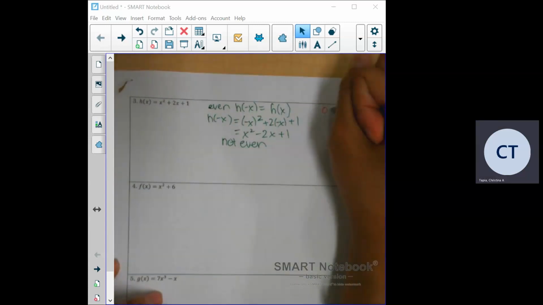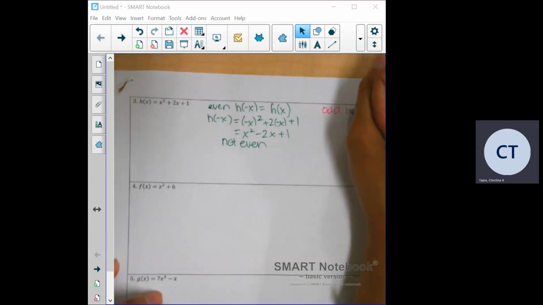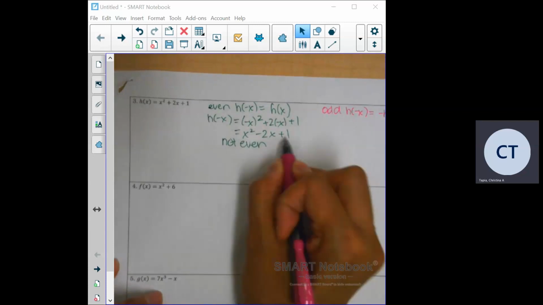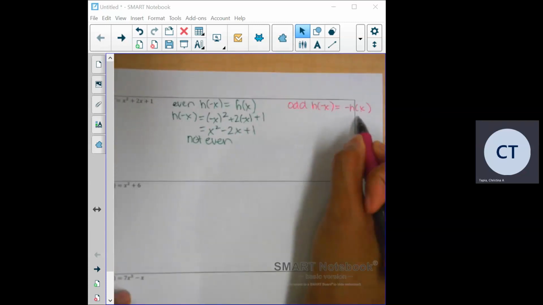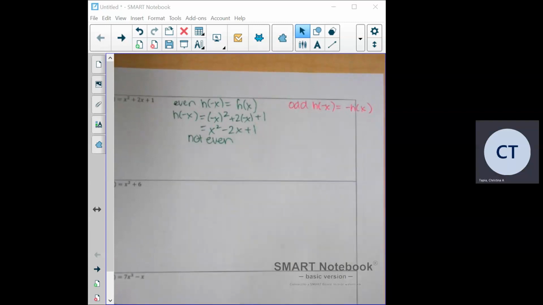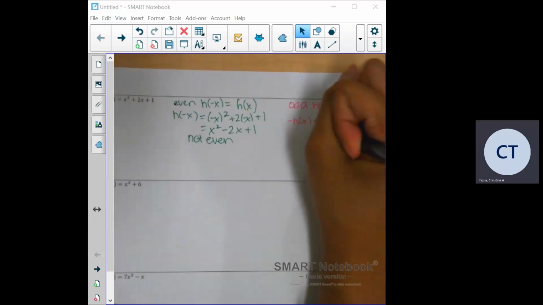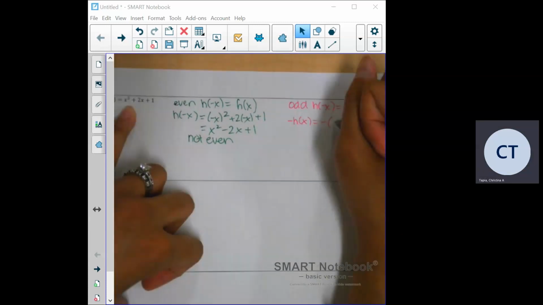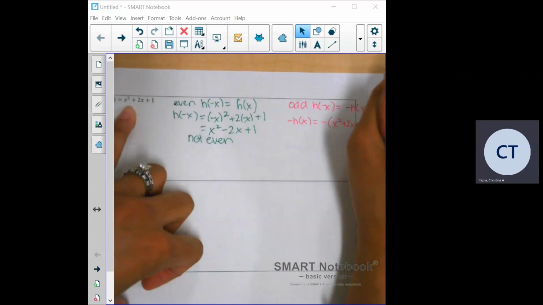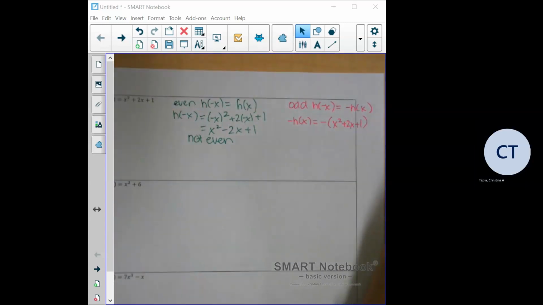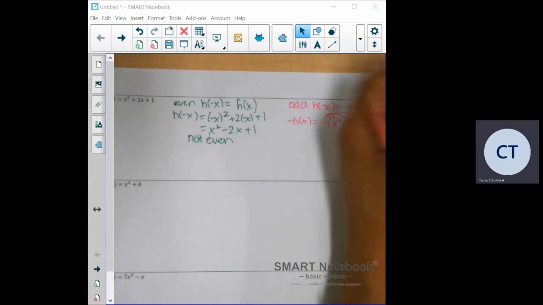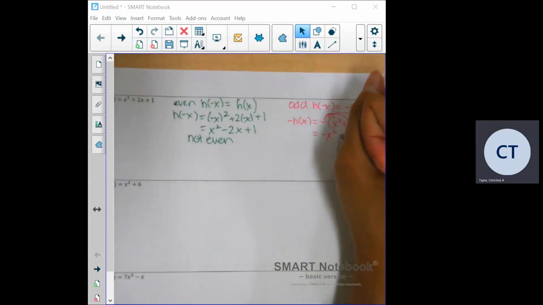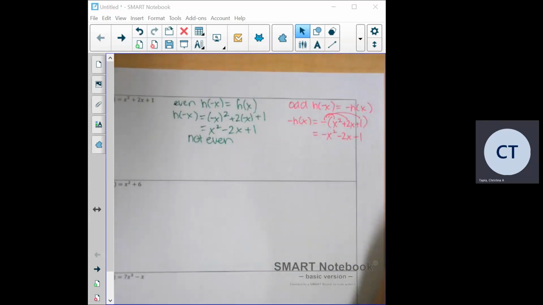Let's check if it's odd. So we're trying to prove here h of negative x is equal to negative h of x. So we're trying to prove if this statement here is going to match up with negative h of x. So to prove that, I'm going to take negative h of x. And the whole h of x function, I'm going to put in the parentheses, x squared plus 2x plus 1. And like we said earlier, we're just distributing this. So negative x squared minus 2x minus 1.